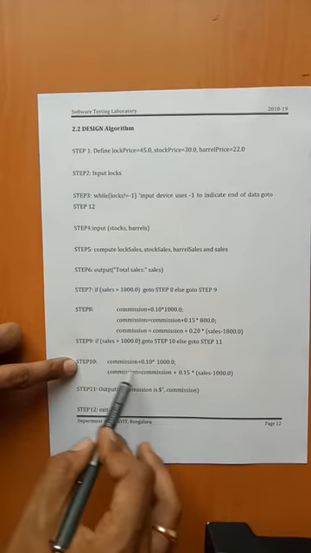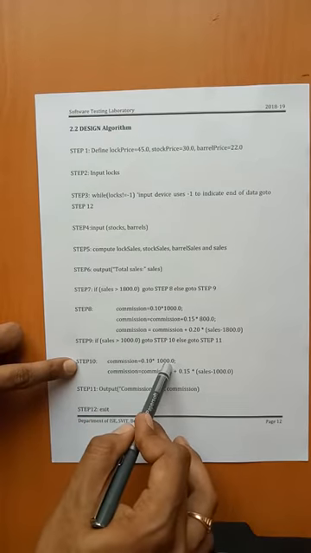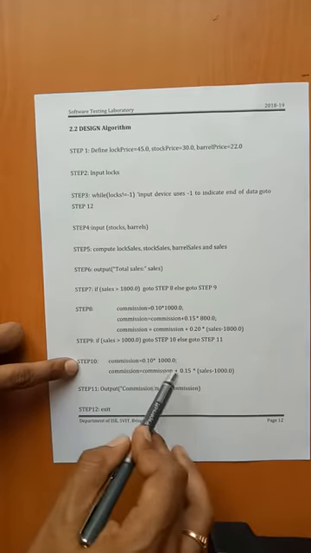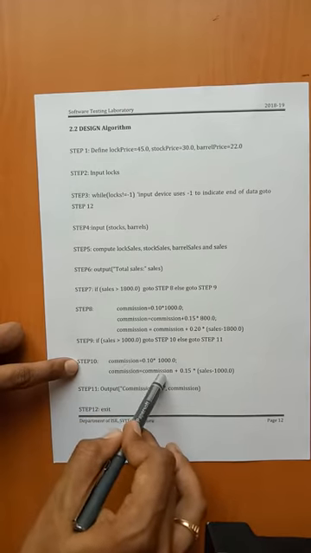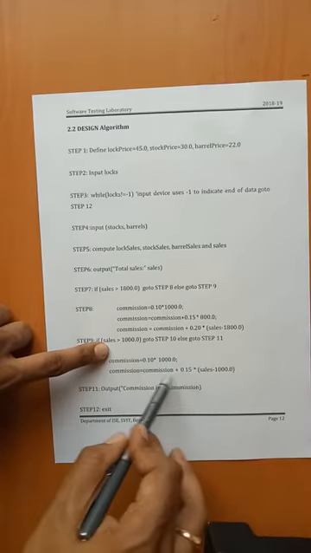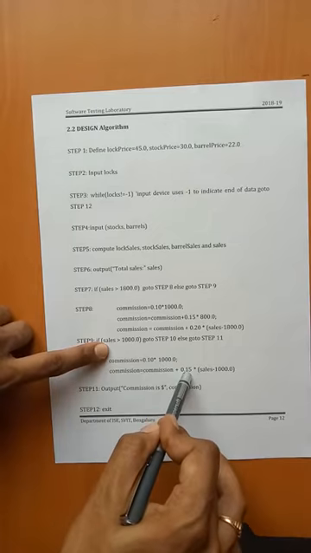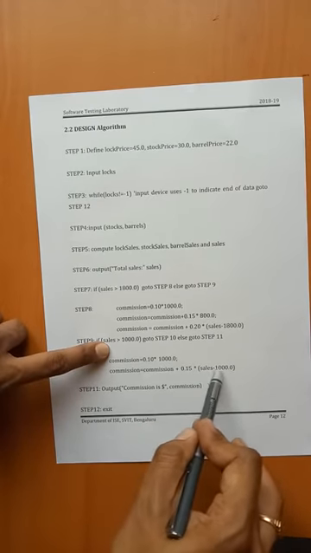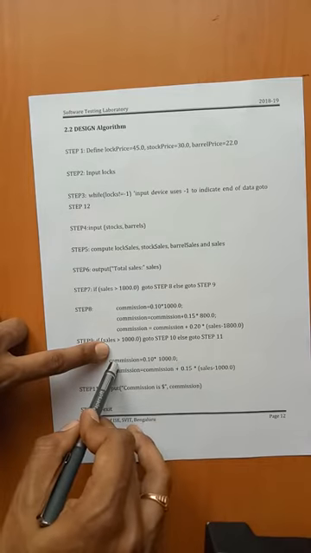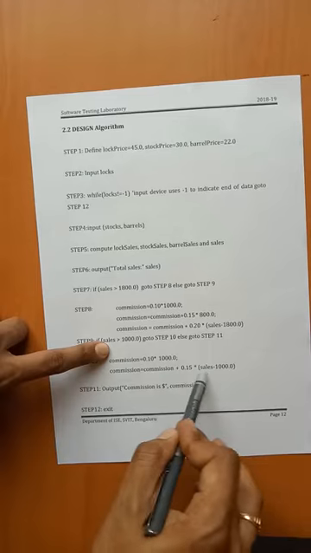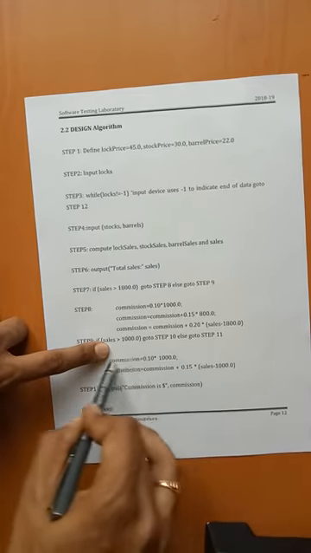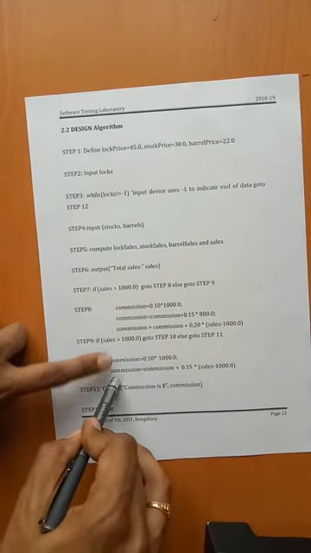Step 10 says that the commission value has been identified up to 1000. The excess of 1000 is identified using this formula: commission equals commission, that is, the up-to-1000 value considered here, plus 0.15, because the sales value is 1200 and the salesperson gets a commission of 15%, times sales minus 1000. Sales value 1200 minus 1000 already calculated here, so you get 200 times 0.15, added to whatever value you get here. That result is stored in commission.